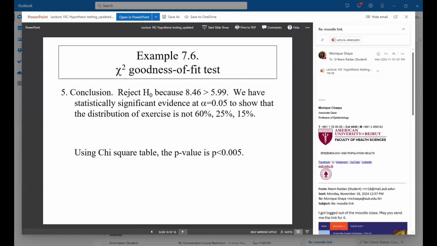Professor, can you re-explain how to get the calculated chi-square? But I want to show you something else. Okay, sorry. Yes, please. Can you explain how you got the calculated chi-square? Yes, I didn't get it.